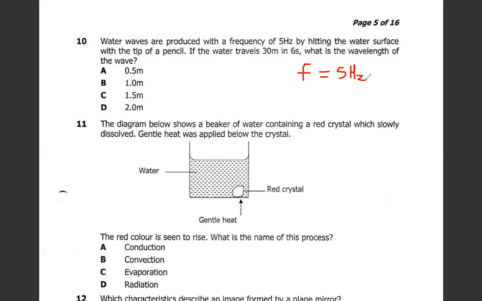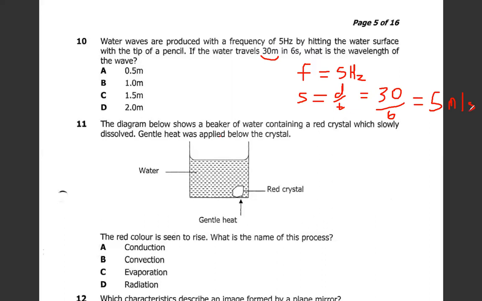And if the wave travels, it covers a distance of 30 meters in 6 seconds. What was the distance covered by a single wave? First of all, we need to understand that speed is equal to distance over time, and our distance covered here, according to the question, was 30 divided by 6, and this gives us 5 meters per second.